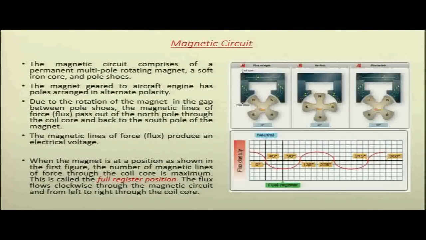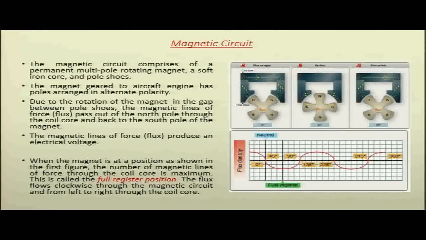Now, coming to the first circuit, the magnetic circuit. The magnetic circuit comprises a permanent multipole rotating magnet. You can see here there are various poles: north, south, north, south. It is a rotating magnet with a soft iron core and pole shoes. These are your pole shoes.